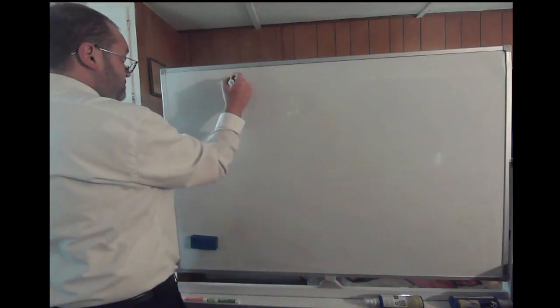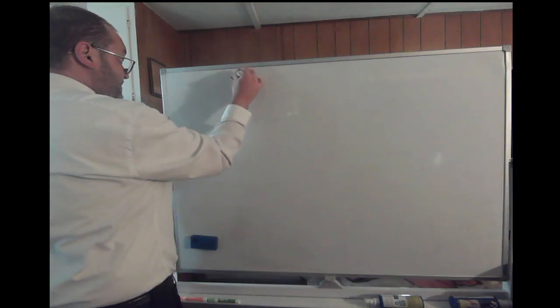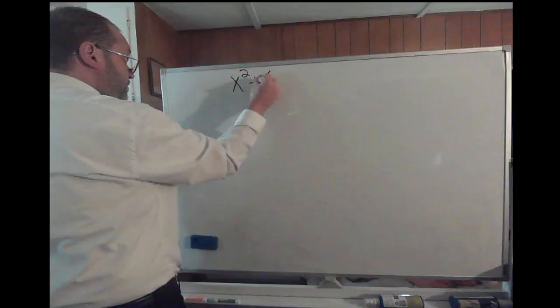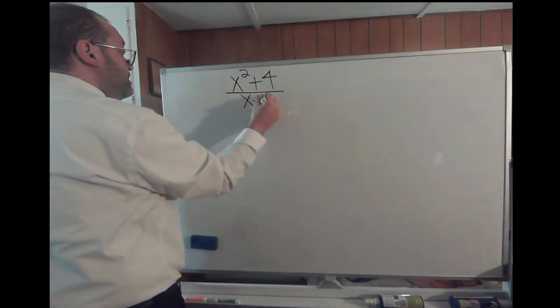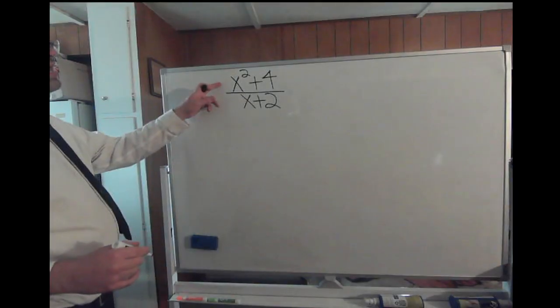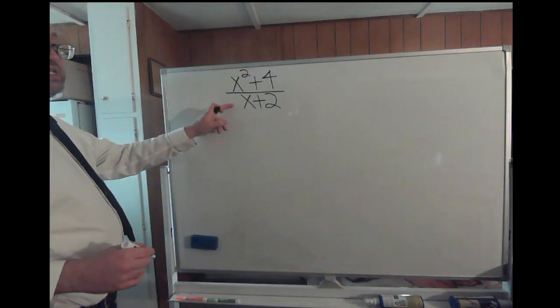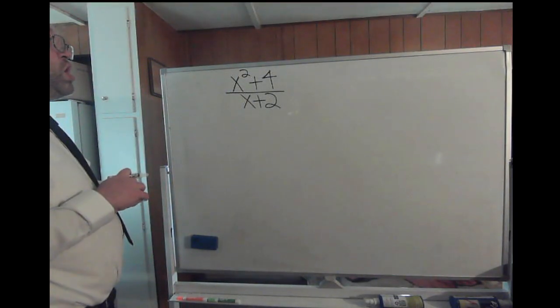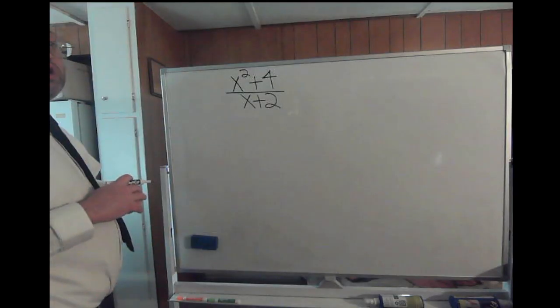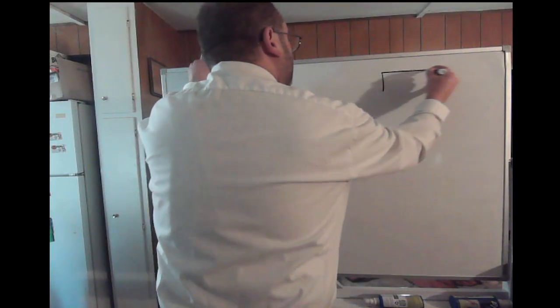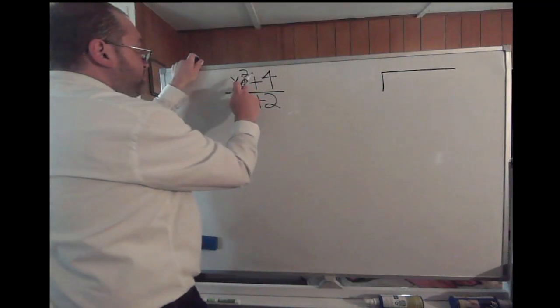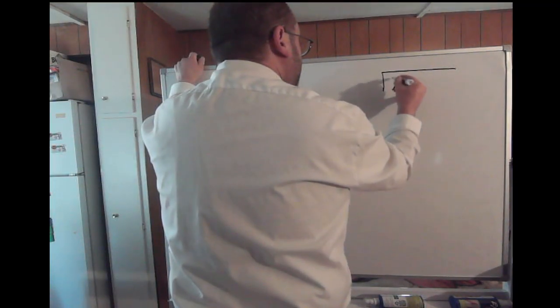Alright. Now, how about this one? We have x squared plus 4 divided by x plus 2. So we have x squared plus 4 divided by x plus 2. Well, you're still going to do long division, but this is interesting. Set up your long division. Your dividend will be the x squared plus 4. You have x squared.